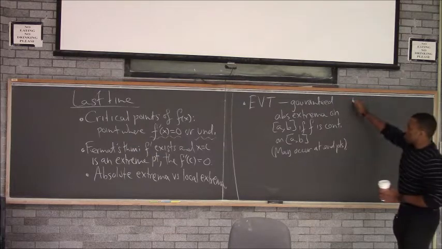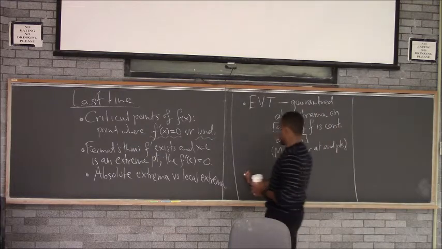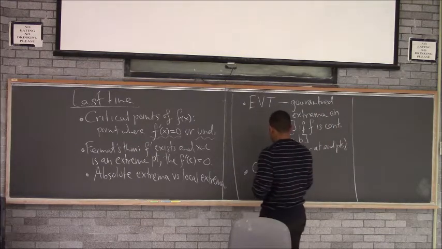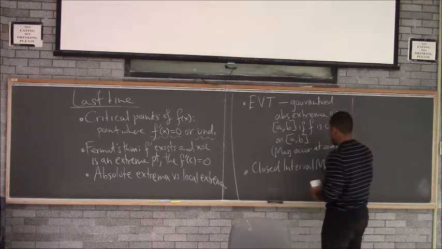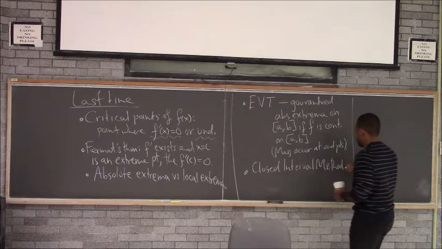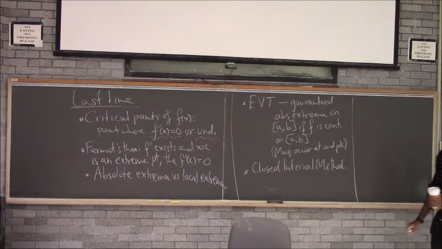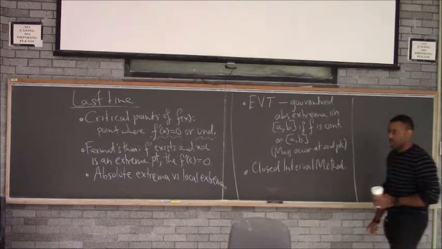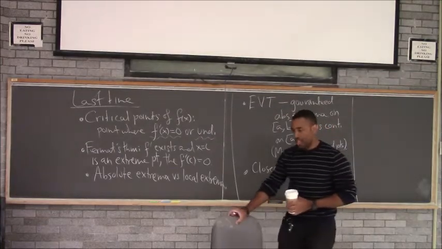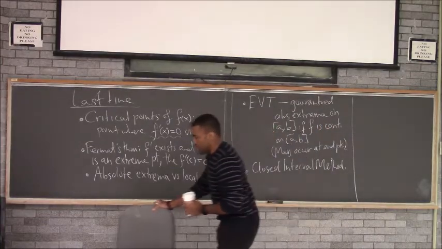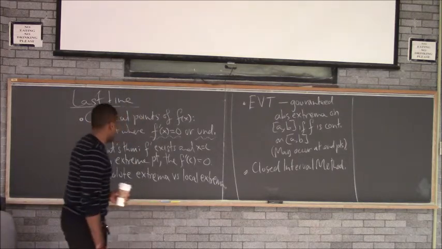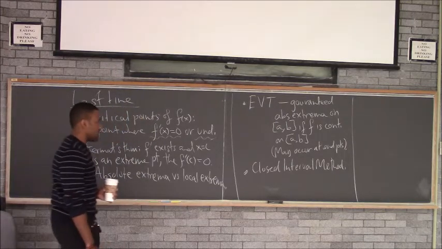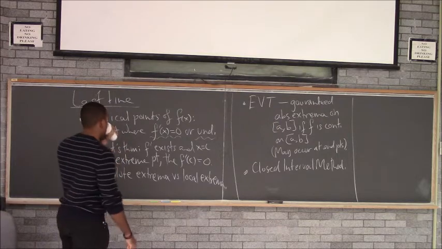Then we spoke about the closed interval method, as a way to actually find the absolute extrema of a continuous function on a closed interval, which the extreme value theorem guarantees that we will be able to find. And I gave you some examples of actually attempting to do that with two functions.